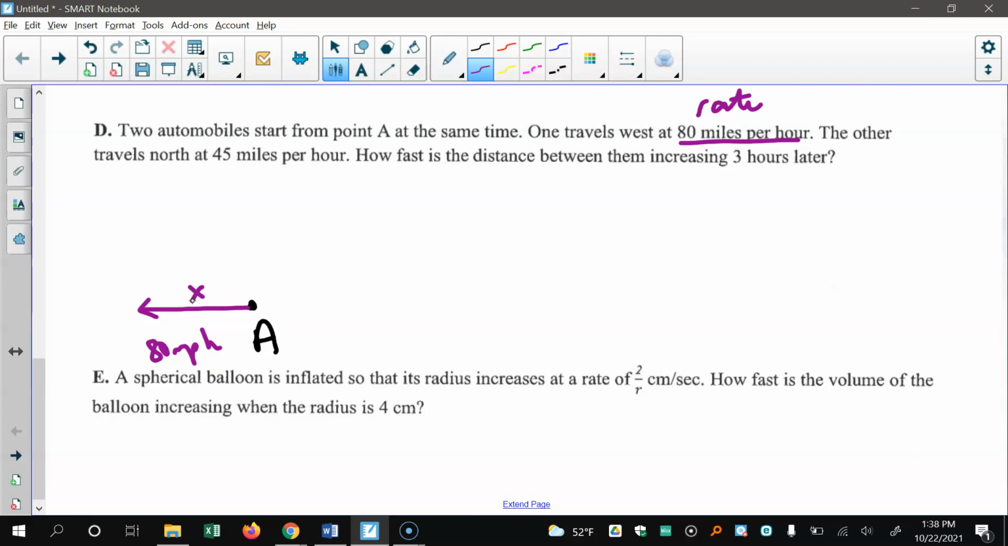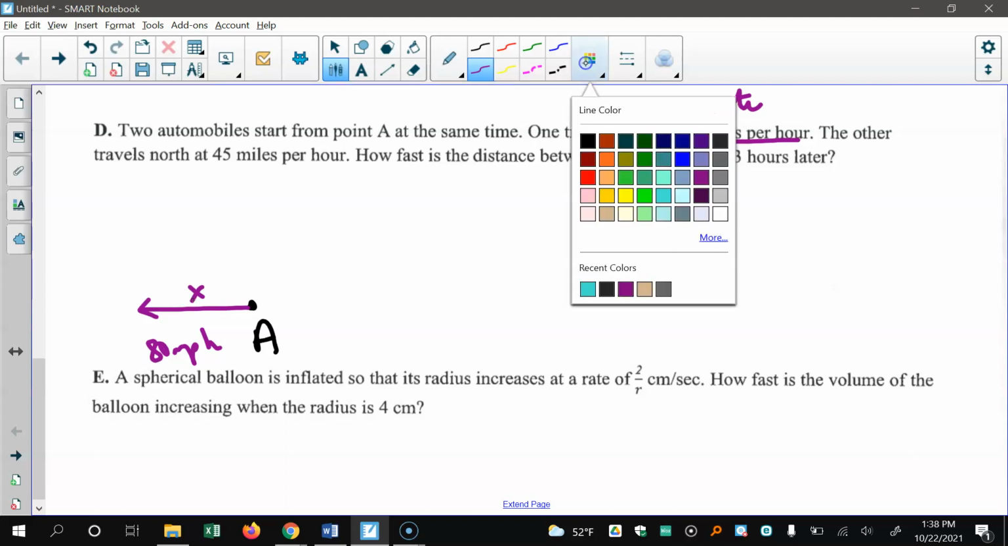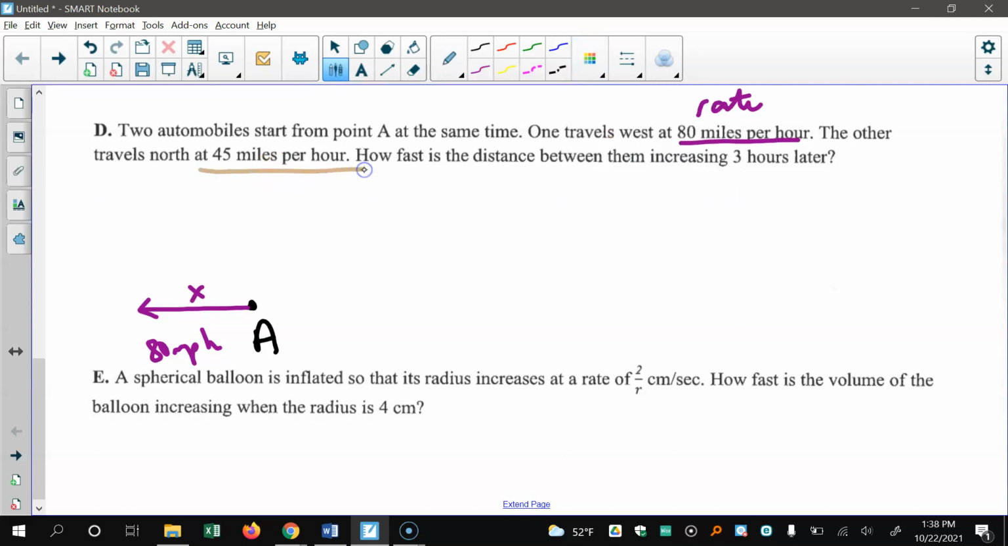Now the other motor vehicle travels north at 45 miles per hour. So let's put that here. We have a car going up and away from the same point A, traveling at 45 miles per hour, and this is also a rate. Because it's traveling north at 45 miles an hour, we never know where its actual position is at any time.